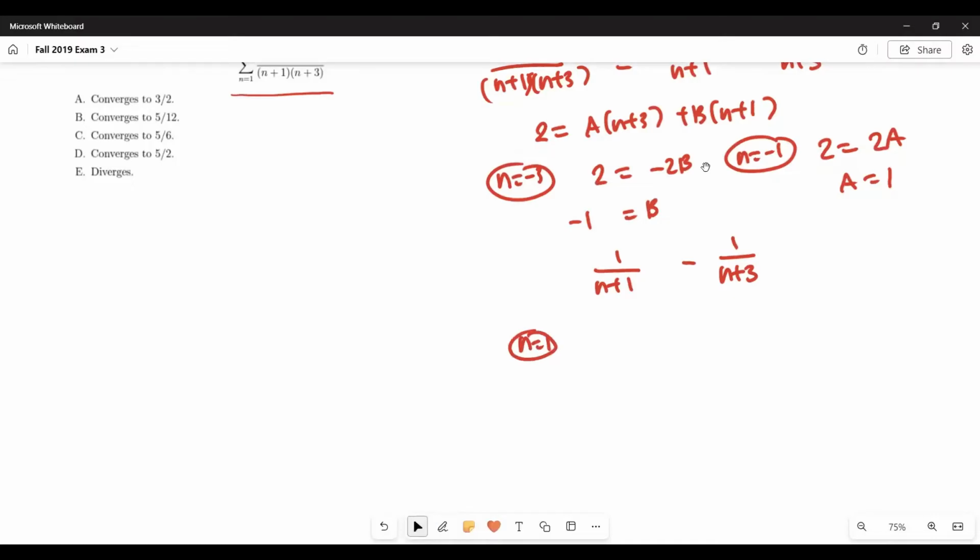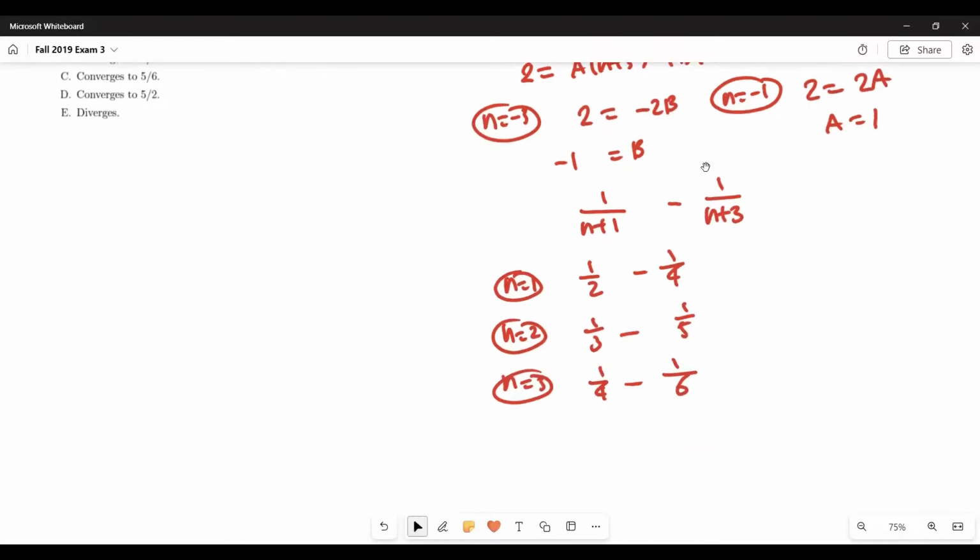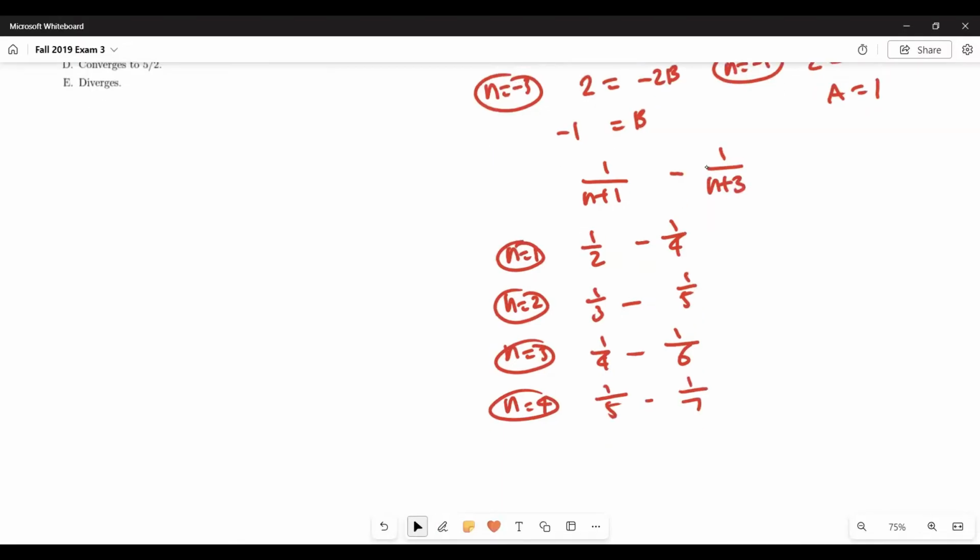If n is equal to 1, this is 1 over 2 minus 1 over 4. If n is equal to 2, this is 1 over 3 minus 1 over 5. If n is equal to 3, this is 1 over 4 minus 1 over 6. Sorry for the background noise, I can't control it. If n equals 4, then this is 1 over 5 minus 1 over 7. So this can be cancelled out. This can be cancelled out. And n equals 5, let's try one more: 1 over 6 minus 1 over 8.